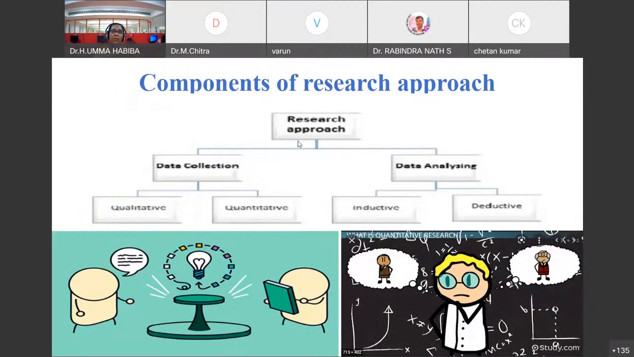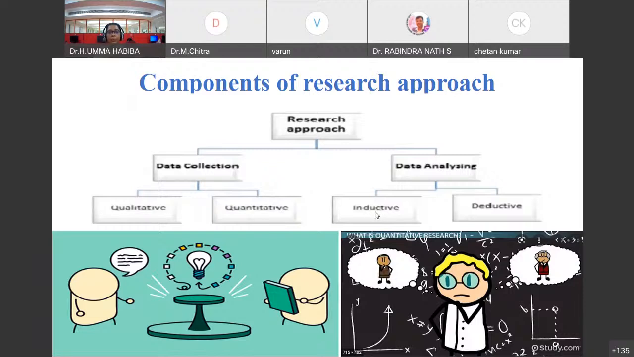And further, if you talk about components of the research approach, generally we can say two components. One is data collection, another one is data analysis. In data collection, we have two approaches: qualitative and quantitative. In data analysis, we can say inductive and deductive. Qualitative and quantitative we already discussed. When you talk about inductive and deductive, it is applicable for developing a scientific subject.